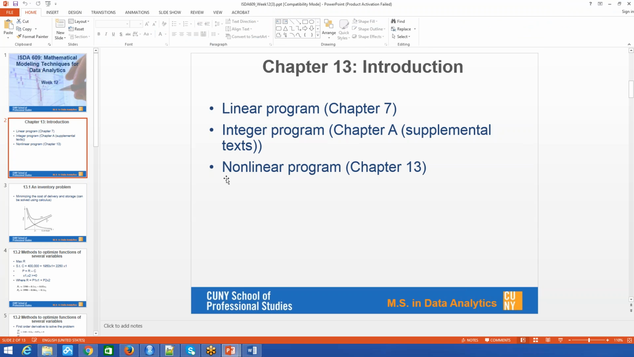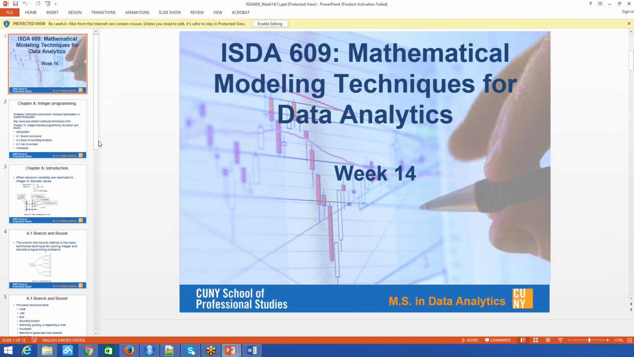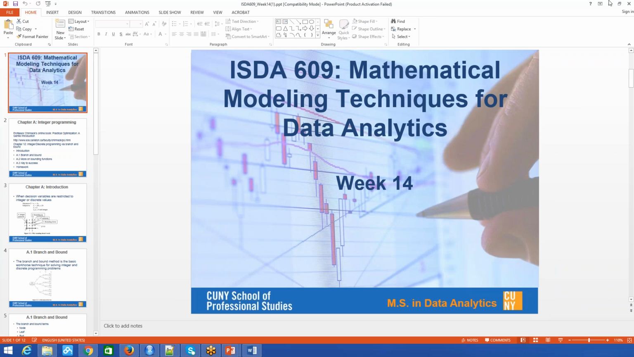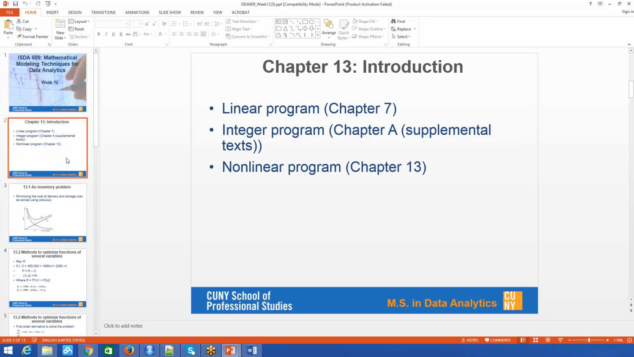And then this section actually, the chapter 13. I mean, this week we're talking about nonlinear programming. And then I believe next week we actually start week 14. We have information on integer programming. Let me quickly confirm that. Yes, next week would be covering integer programming. So this week we're actually covering nonlinear programming.